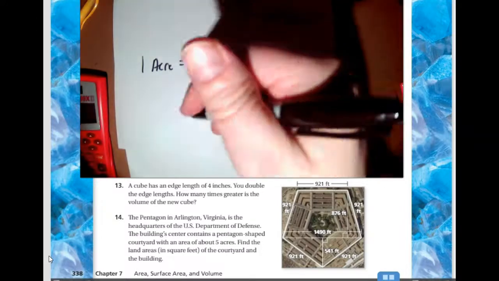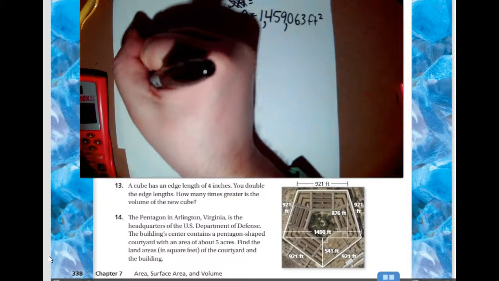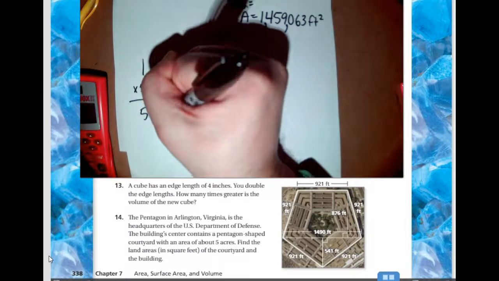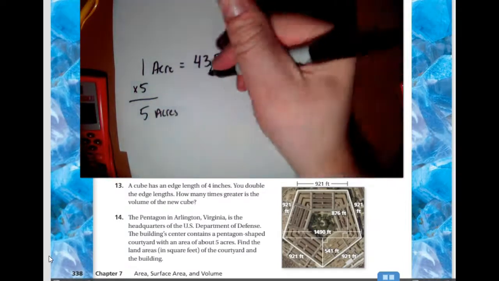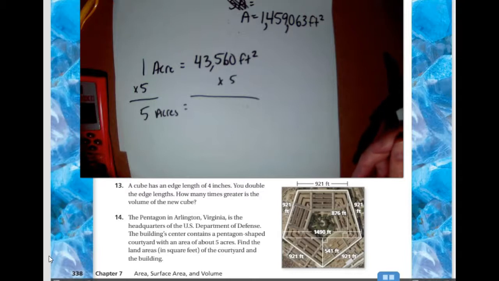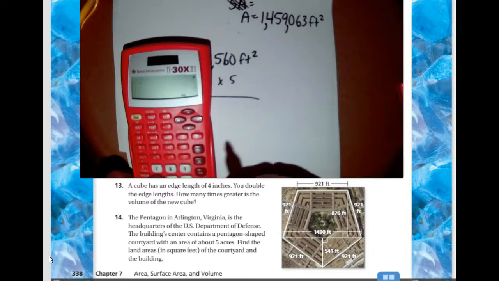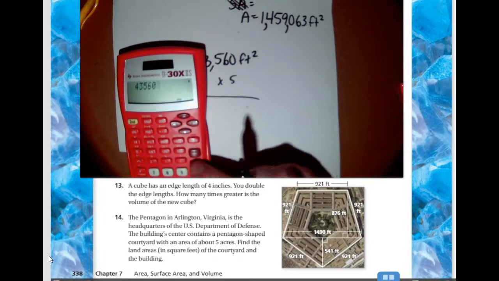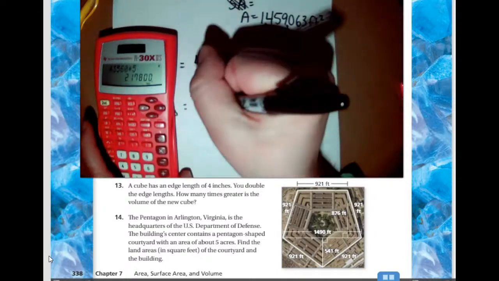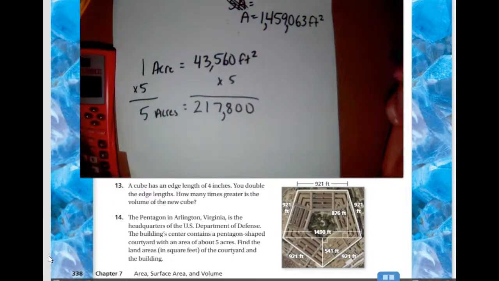It tells us the courtyard is 5 acres. So if it's a 5-acre courtyard, we're taking 1 times 5 to get 5 acres. So we need to take 43,560 and multiply times 5 to figure out how many square feet that would be. So again, I'm just going to make life easier for me here and type this into my calculator. So I think you can see my screen. That's 43,560 times 5. We end up with 217,800 square feet.